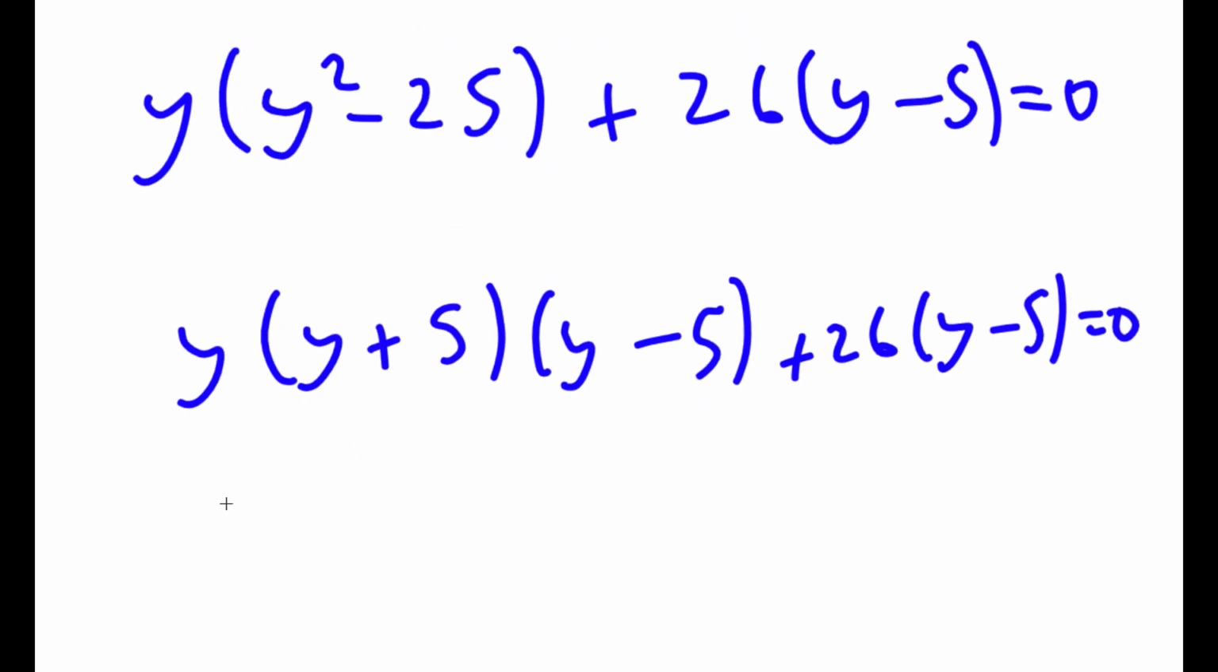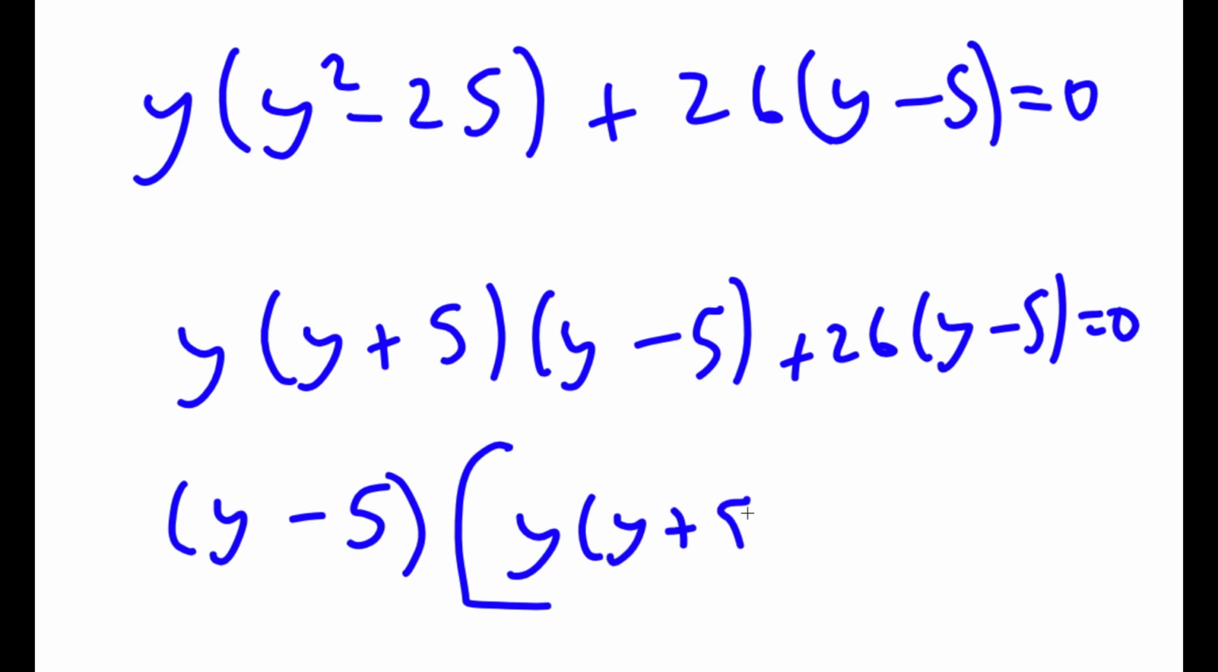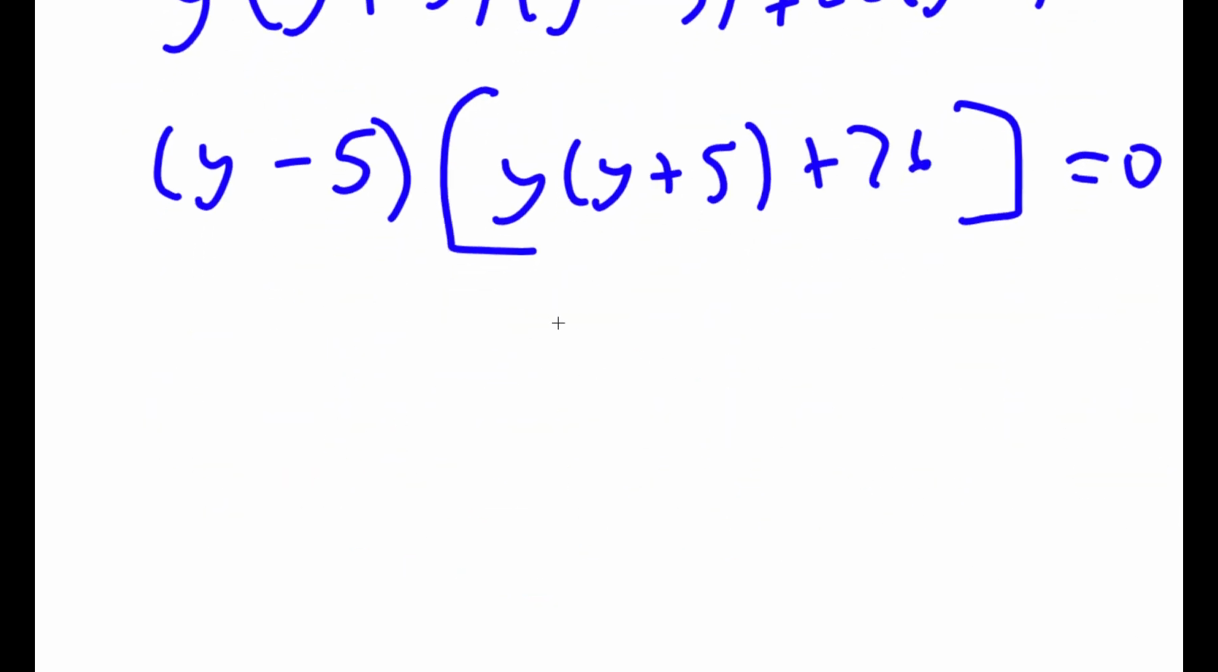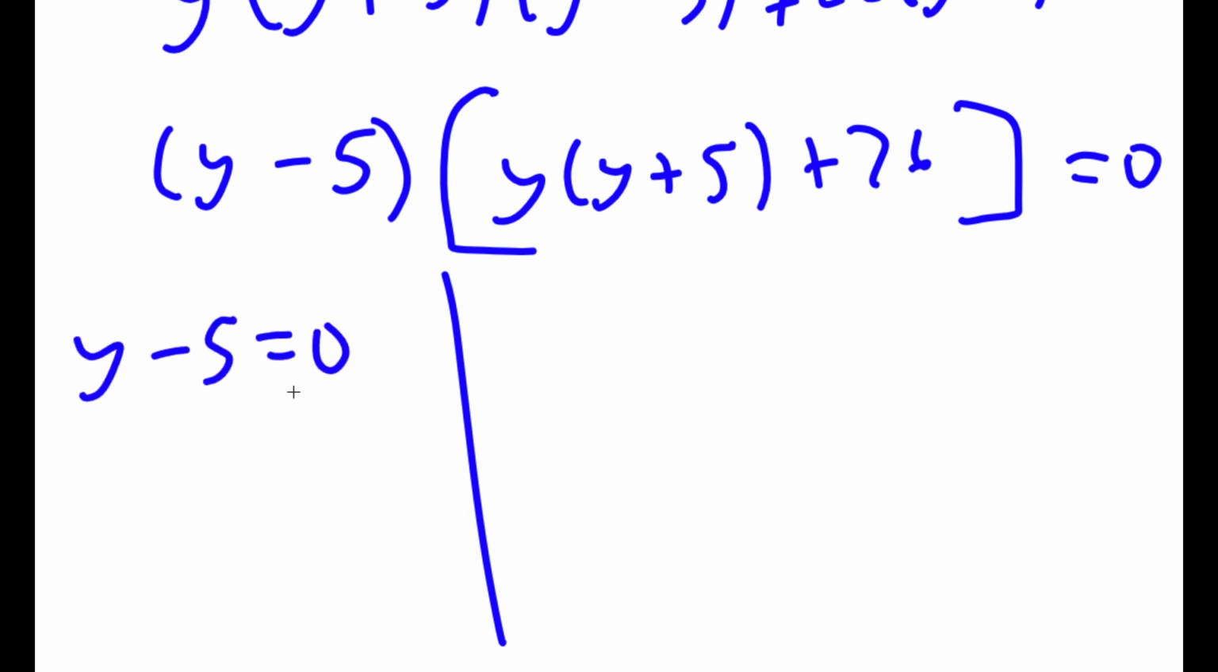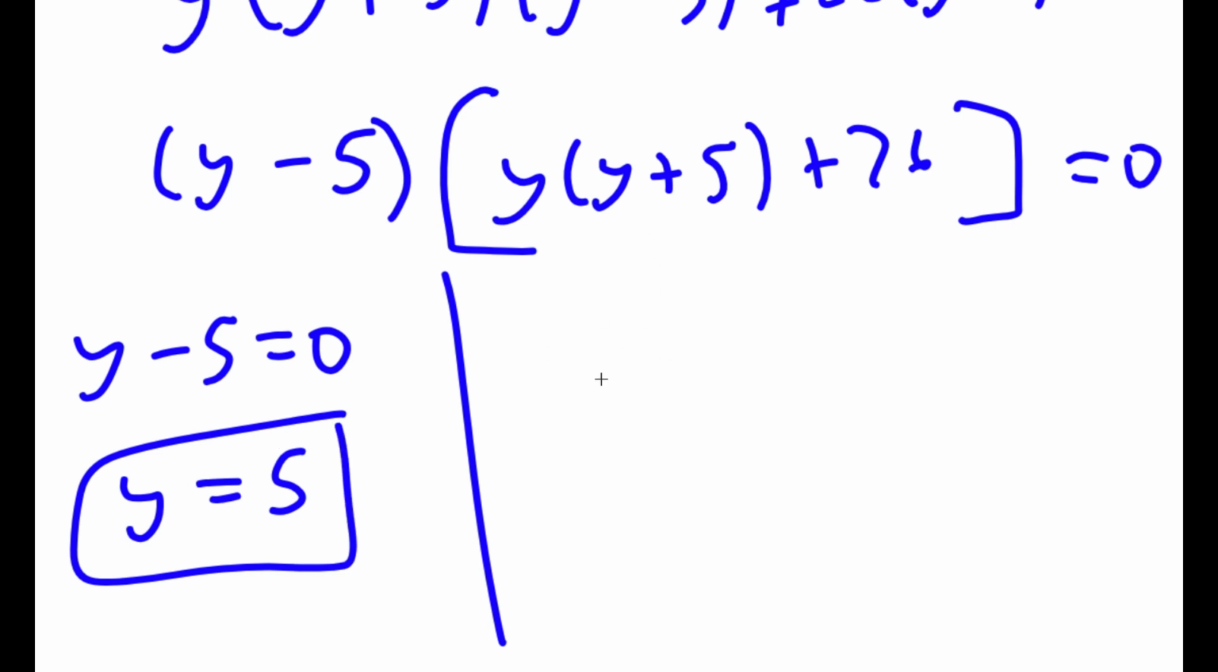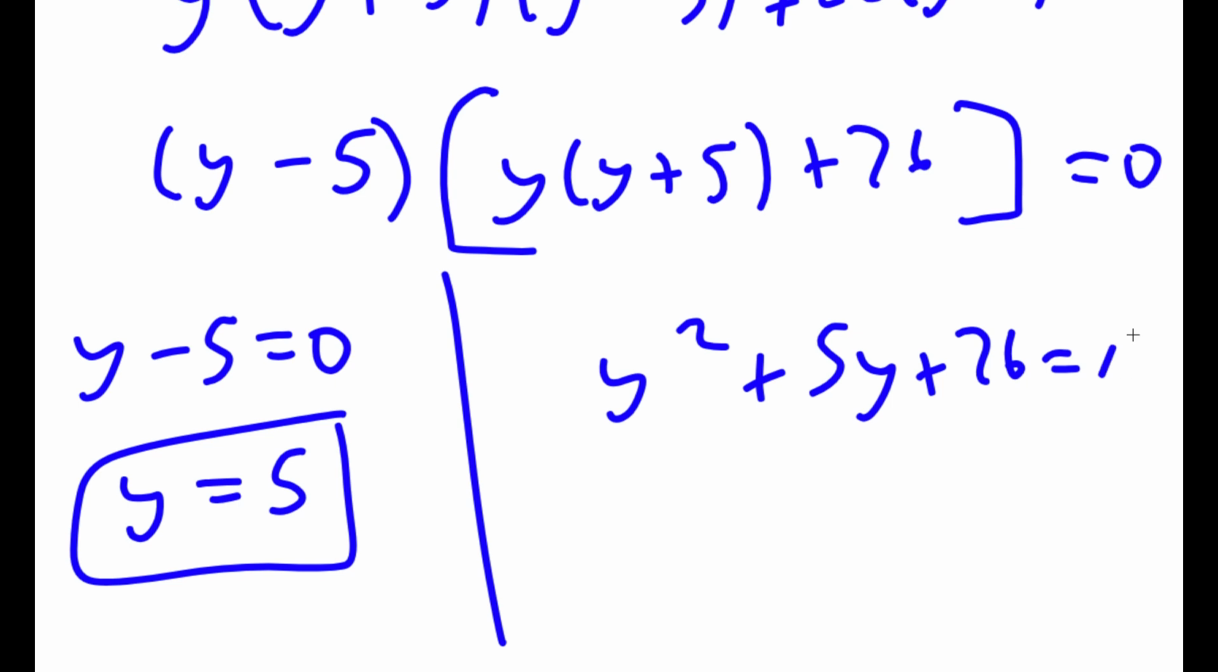And now if I factor out y minus 5, I get y minus 5 times y times y plus 5 plus 26 is equal to 0. So now this gives me two equations. I have y minus 5 is equal to 0, which means y equals 5, and I have y squared plus 5y plus 26 is equal to 0.